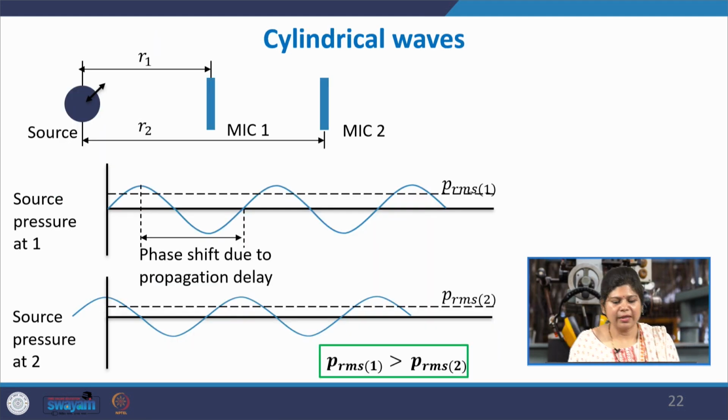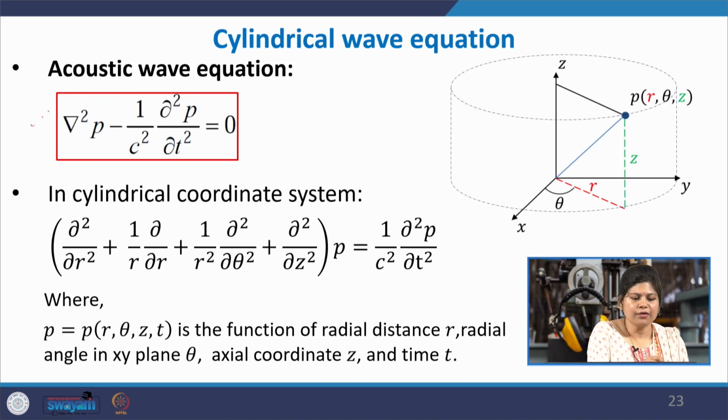So, what happens? Suppose there is some line source and we are giving a side view of it, and we take two microphones at two separate distances and measure the pressure. There should not just be a phase shift, but also a change in the amplitude, the P RMS. Just like a spherical wave front, here the intensity is decreasing and hence the amplitude is also decreasing. Okay. To obtain the cylindrical wave equation, we apply the acoustic wave equation in the cylindrical coordinate system.